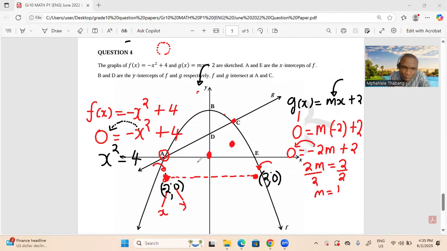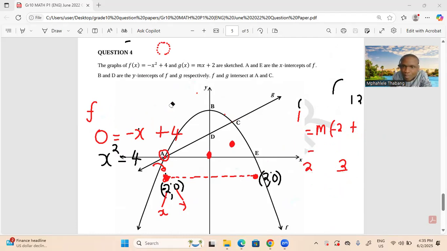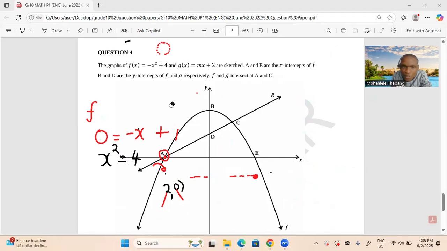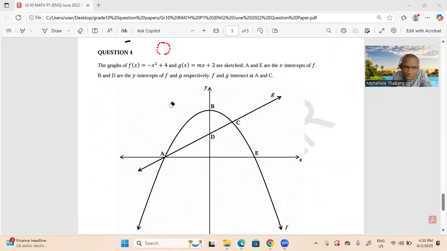So we are looking for the point of intersection. Let me erase this lot of stuff. We are looking for the coordinates of A and the coordinates of C. Actually, the coordinates of A, we already found it. It was -2 and 0. So our focus will be on the coordinates of C, which is the point of intersection. C is where the two graphs meet. So we need to know how to find the coordinates of the point of intersection.